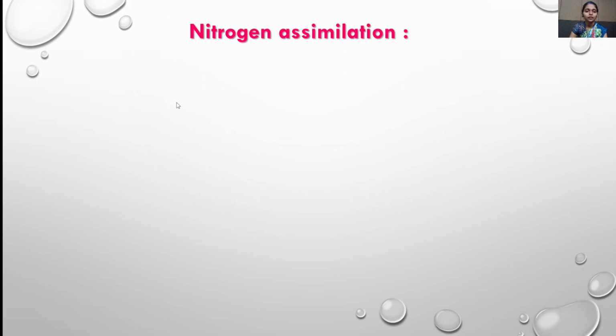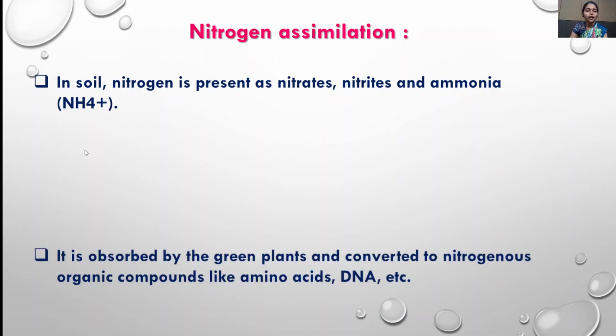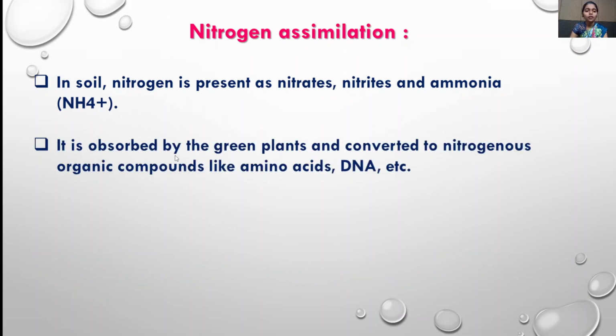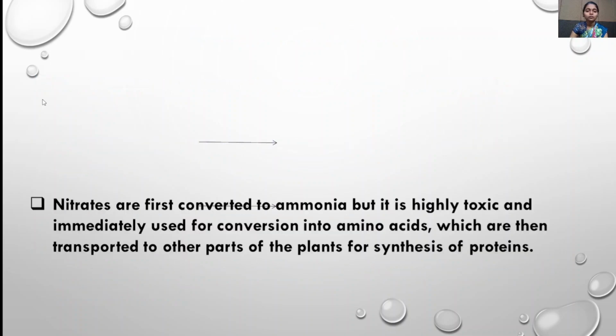Nitrogen assimilation. In soil, nitrogen is present as nitrates, nitrites and ammonia. It is absorbed by the green plants and converted to nitrogenous organic compounds like amino acids, DNA, etc. This is known as nitrogen assimilation. From plants, nitrogen as biomolecules like amino acids enters the food chain and moves to animals and then to decomposers through the death of animals. Moves to the next slide.